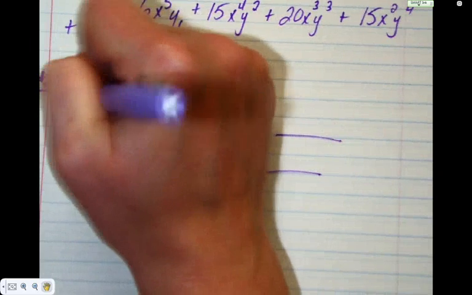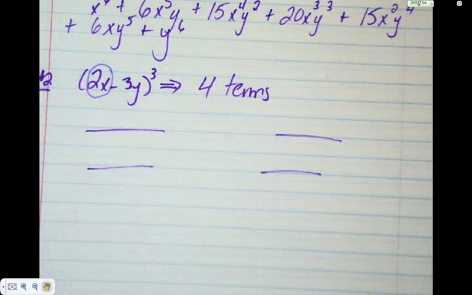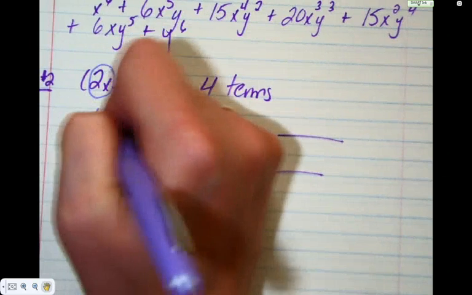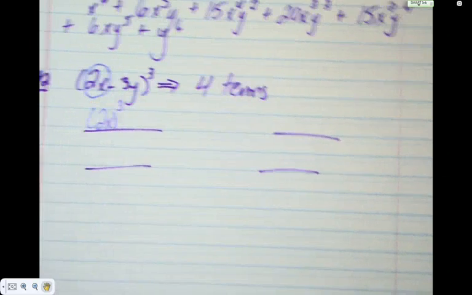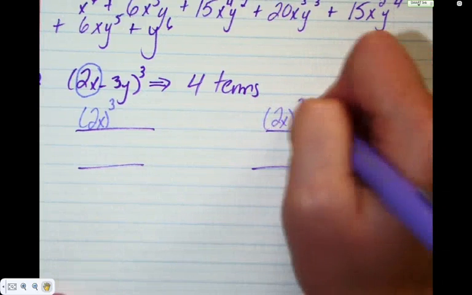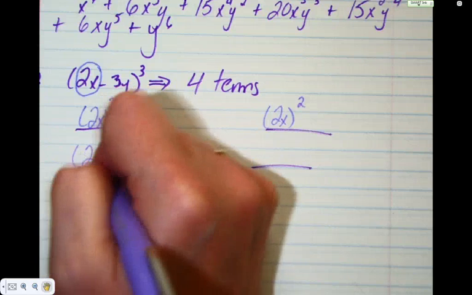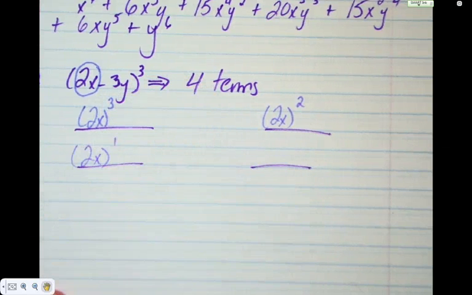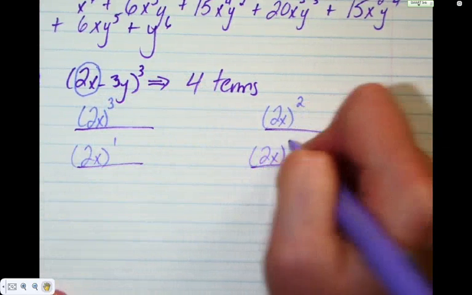We know the first term, which in this case is 2x, not just x. So 2x is going to start with the exponent of 3 and go all the way down to 0. Okay, so 2x to the 3, 2x to the 2, 2x to the 1, and 2x to the 0.